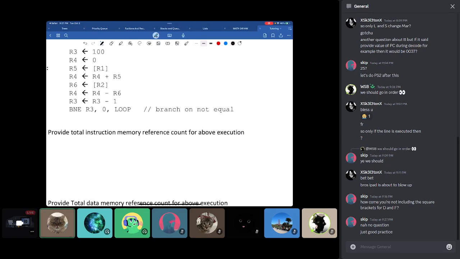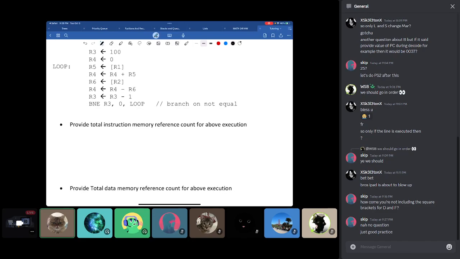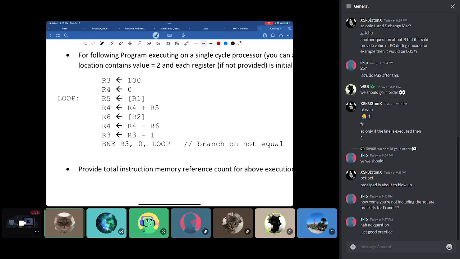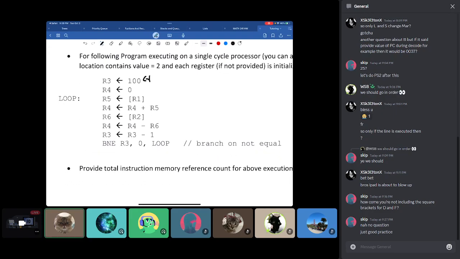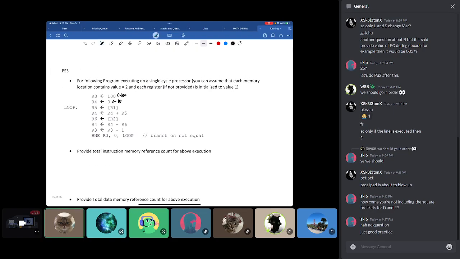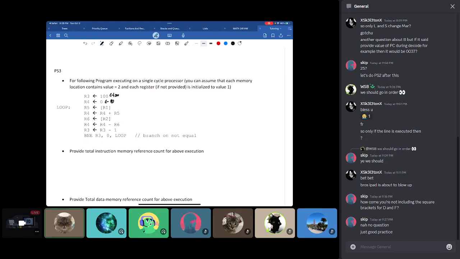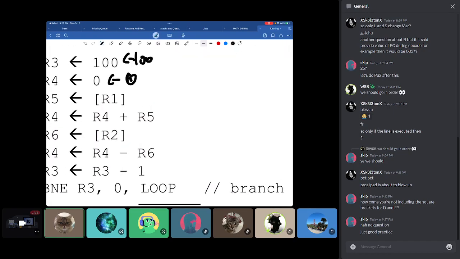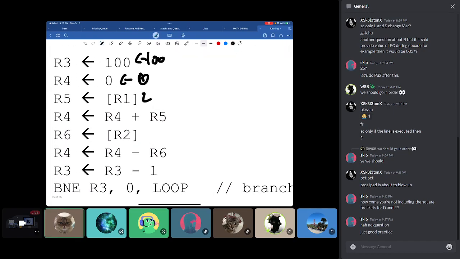So we're saying provide total instruction memory reference count for the above execution. Let's see. We have a loop here. This is set to 100. This is set to 0. Within here, R5 is R1, which we don't know what that is. But each memory location contains 2, so R5 should be 2, I believe.